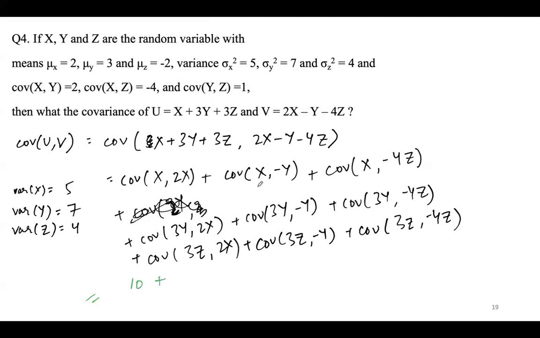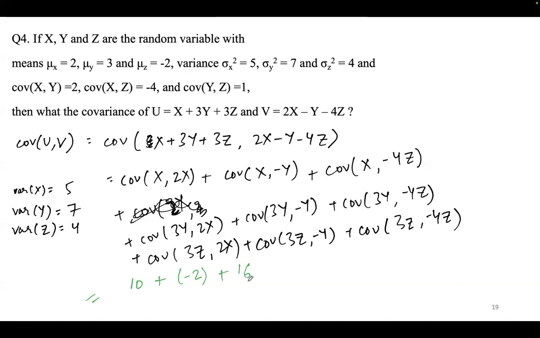Ma'am. Then X and minus Y. So X and Y is 2, and you multiply that with minus, so you get minus 2. X and 4Z, like X and minus of 4Z. So X and Z here is minus 4, and you multiply minus 4 to that. So that's going to be plus 16.